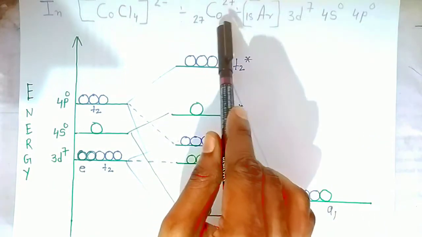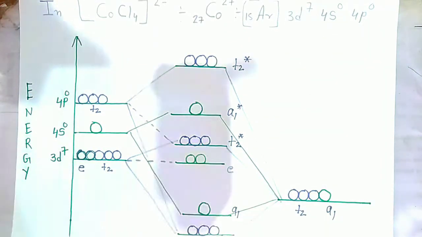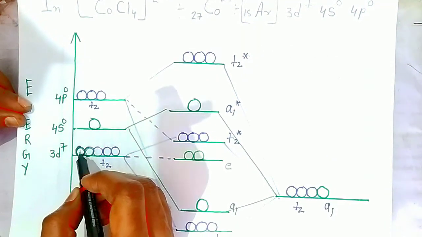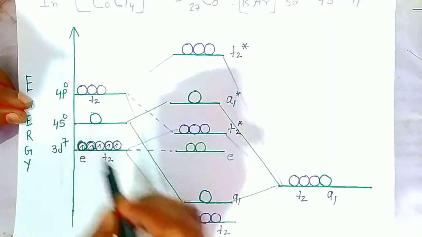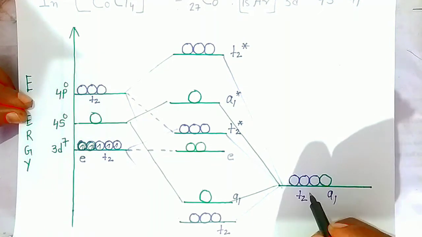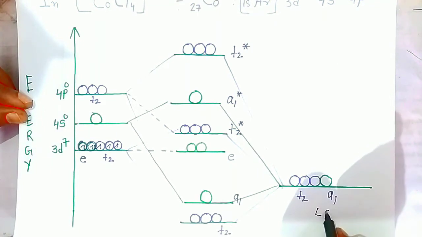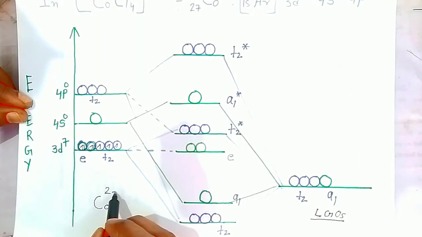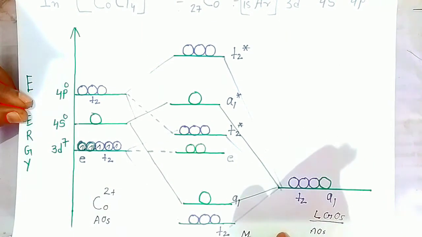Now when you write down the electronic configuration of cobalt 2 plus, students, there are 7 electrons in the d orbitals. These 7 electrons are distributed in the d orbitals like this. First you have to fill all the electrons singly: 1 2 3 4 5 and 6 and 7, correct. Now here all the paired electrons are present in the ligand group orbitals, correct. This is the ligand group orbitals, students. This is the cobalt 2 plus orbitals. These are the atomic orbitals, students. Atomic orbitals when combined will form the molecular orbitals, correct.